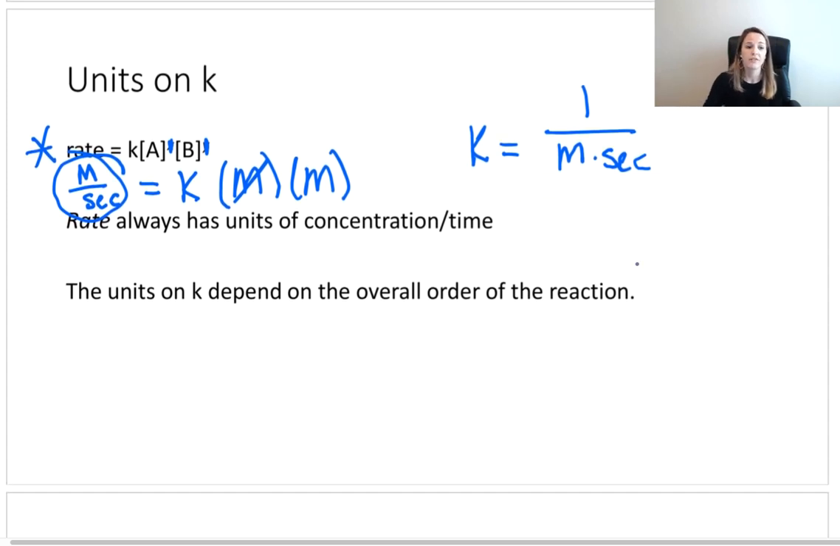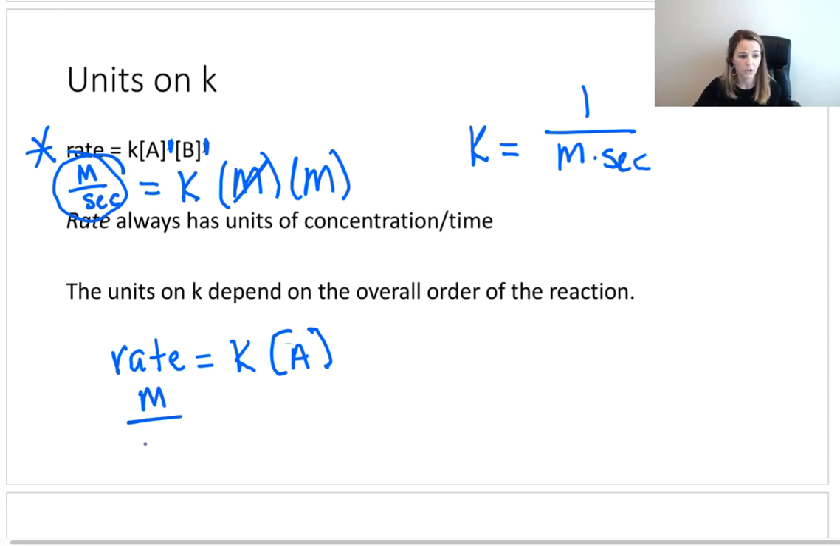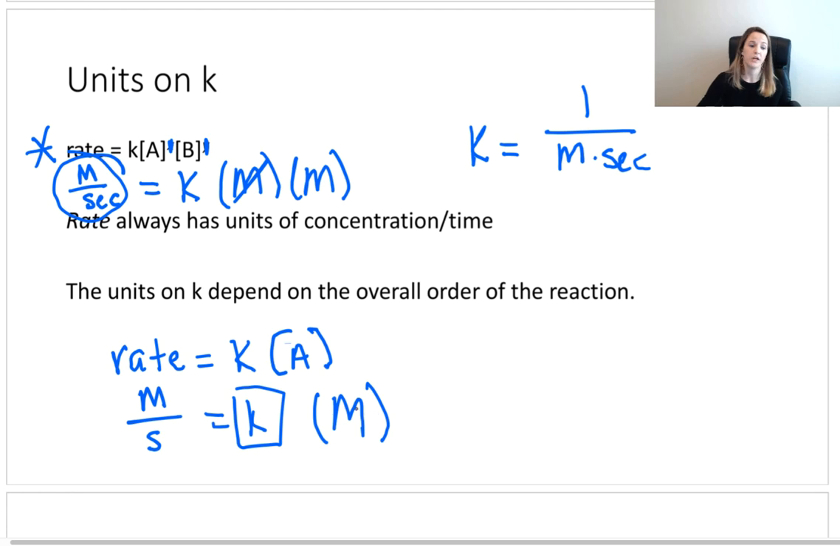Now, if we have something that was a different rate law, like rate is equal to K times just A by itself, just like that, our rate is going to be molar per second. That hasn't changed. Our rate constant, those units are always changing. And then our concentration of A, that has to be molarity, big capital M. Well, in order for us to do something times molarity and get molar per second, in this example, the rate constant would just be 1 over second, or inverse second.